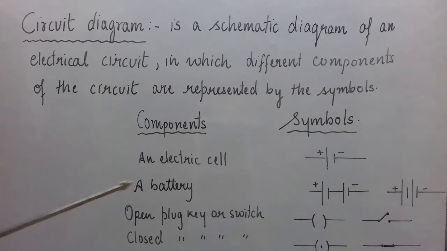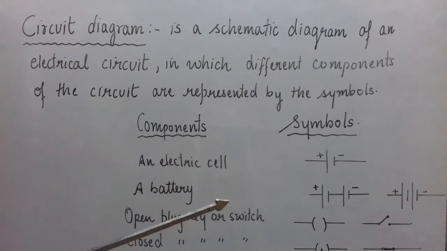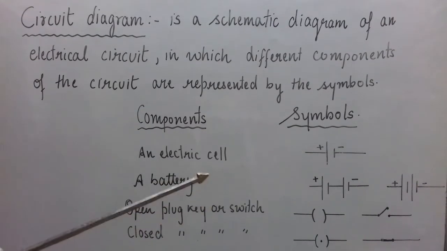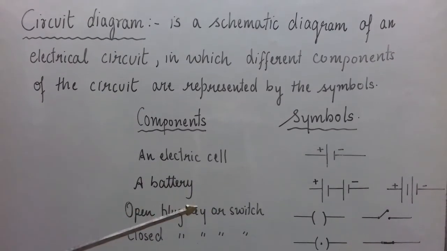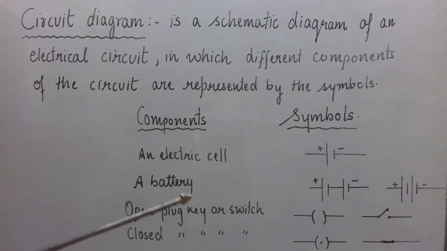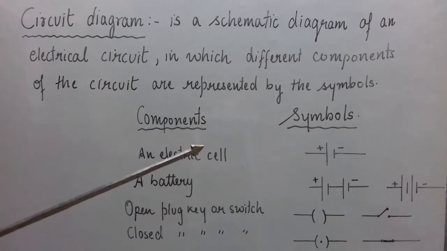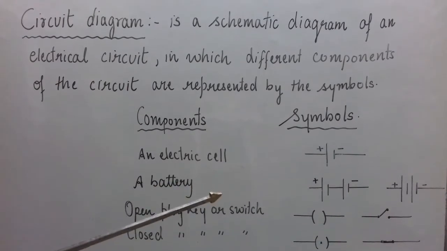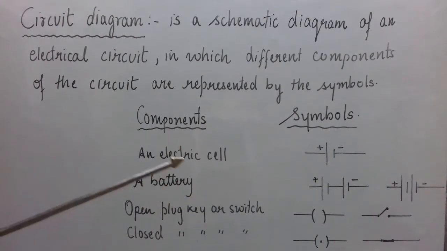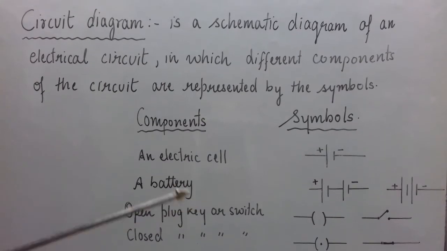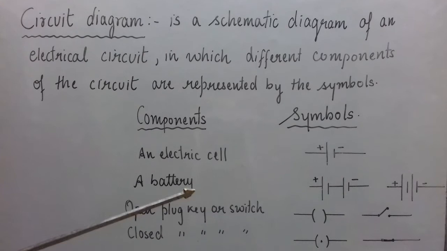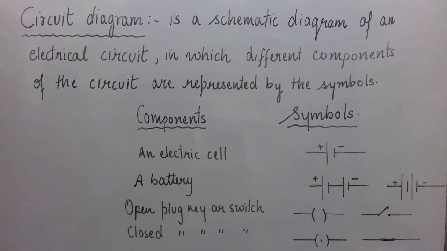For a battery, we can use any of the two symbols. The first symbol, that is positive, negative. First we have written the symbol of a cell, and then the negative of the first cell is connected to the positive of the second cell, and then we have the negative terminal of the second cell. So we write positive and negative only at two places, positive of the first cell, negative of the second cell. So it shows a battery of 2 cells.